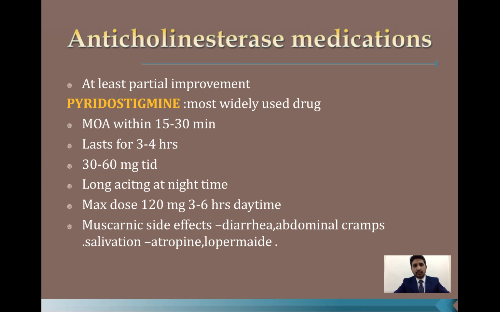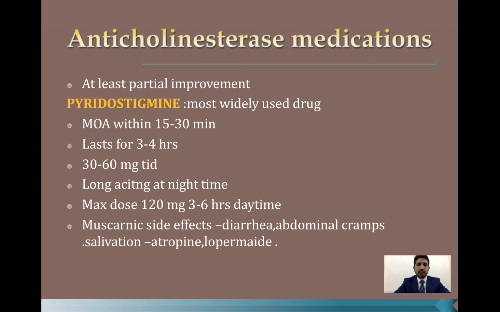So what is the mechanism of anticholinesterase drug? It blocks this enzyme and blocks the degradation of acetylcholine. So acetylcholine is present in more quantity and for a longer period of time for these receptors. So there is a greater chance that acetylcholine can bind these receptors and improve the weakness.